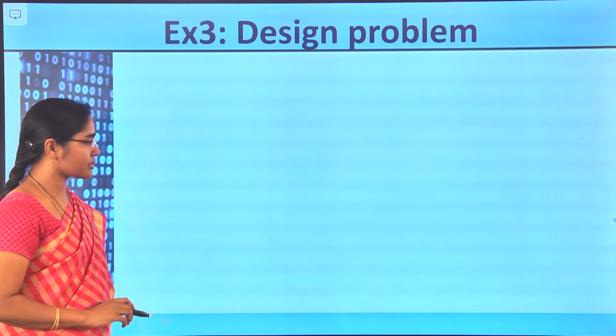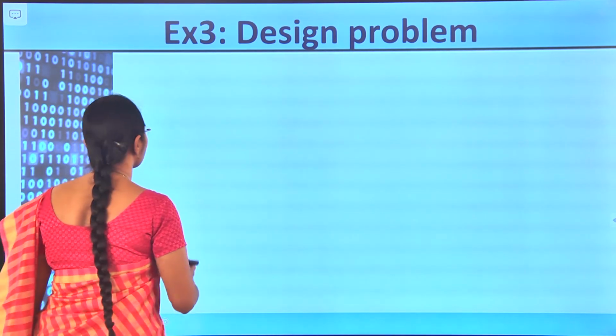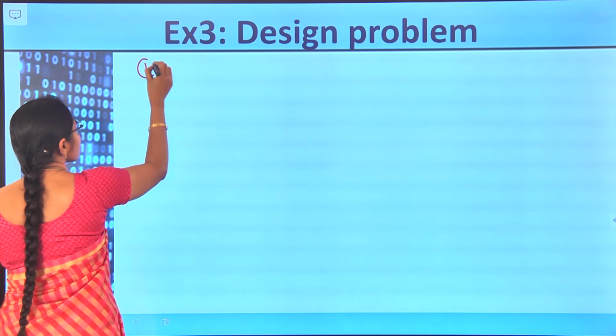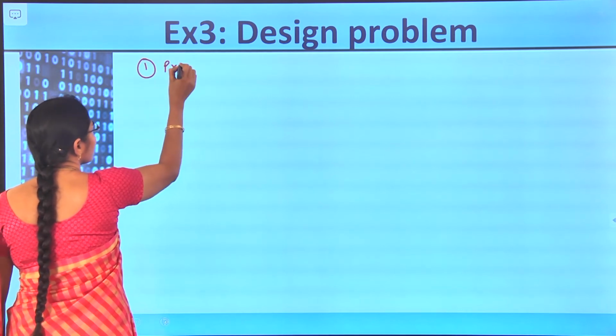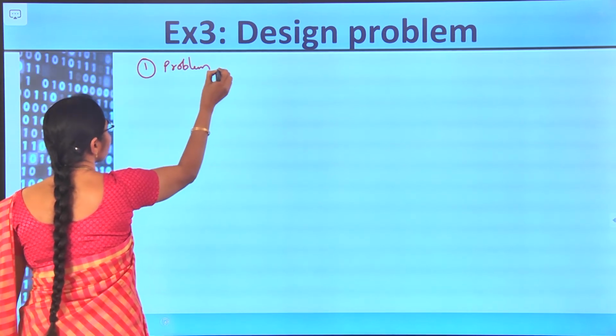Okay. Let us follow the procedure to solve this, to design a combinational circuit. First one is the problem statement. Okay. The statement is ready, the statement we know.